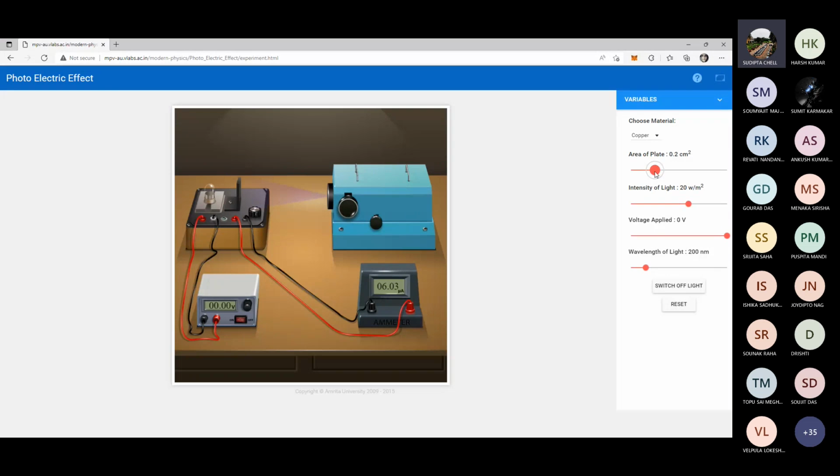Okay, so sir, for a particular material, you fix your area. Then you have to change the wavelength and voltage. For a particular wavelength, you have to change the voltage and note down the corresponding current. Like this.